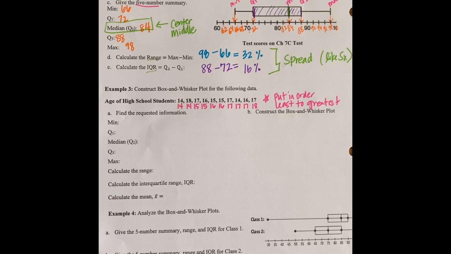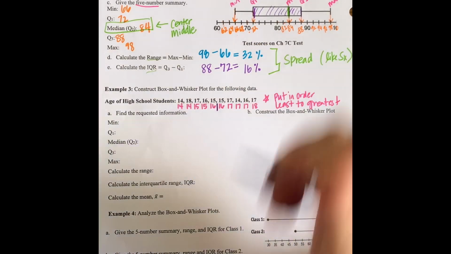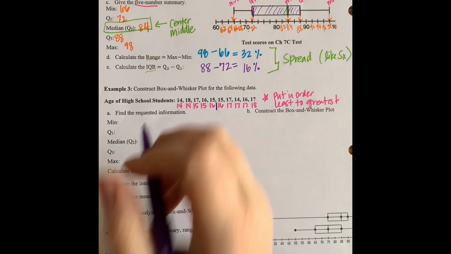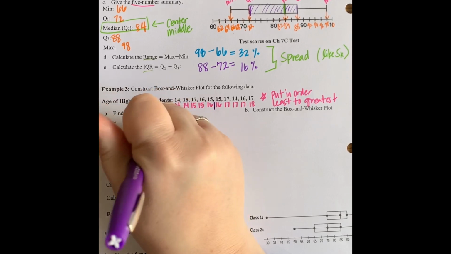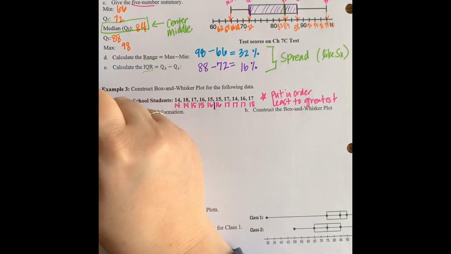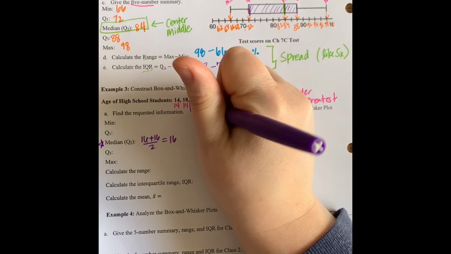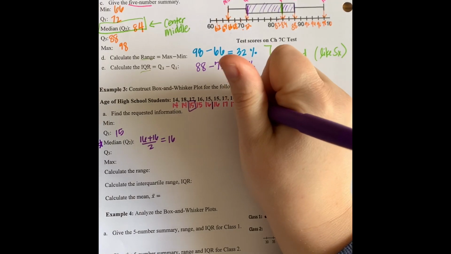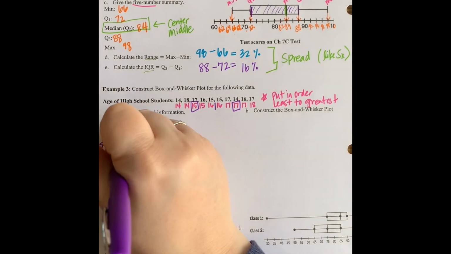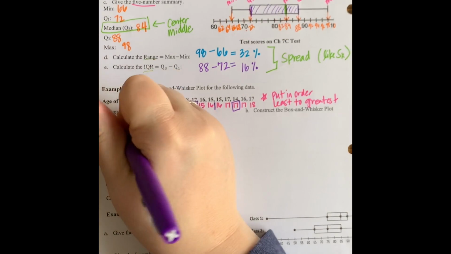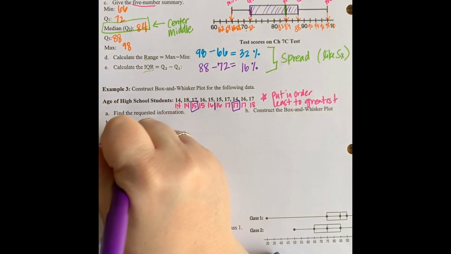So back on our worksheet, we put the numbers in order from least to greatest, and then we identified our min and our Q1, our median, and our max. We said the median was perfectly in the middle of the 16s. So we had to find the average of those numbers to be able to figure out what the middle was. And then we identified Q1 as 15. The middle of the upper half of the data was 17. Our min is 14 and our max is 18.